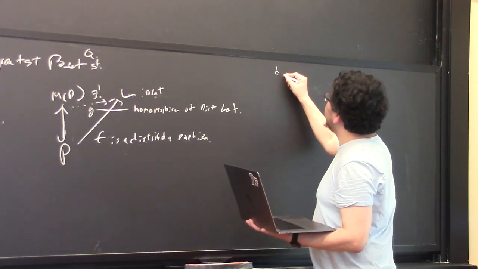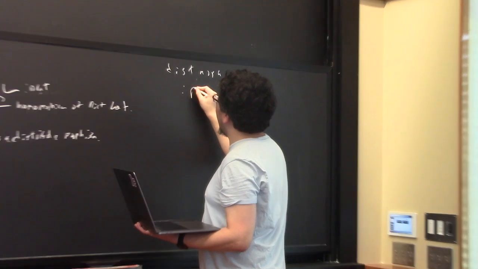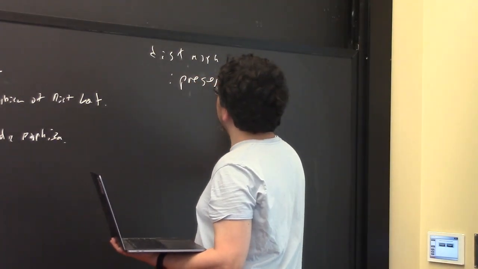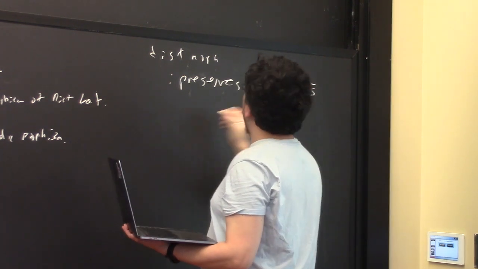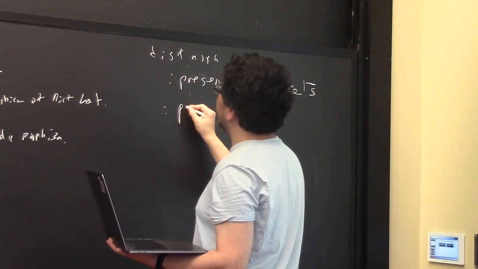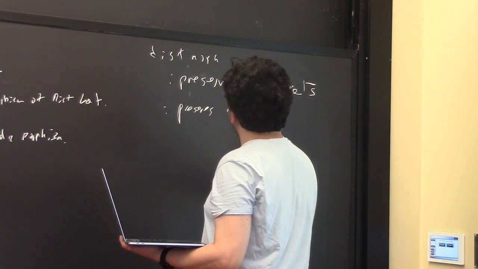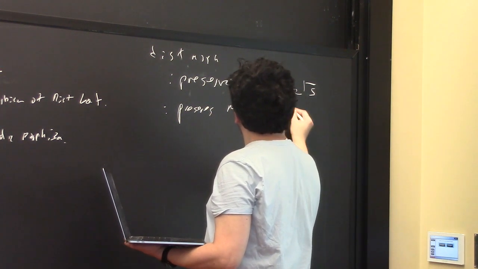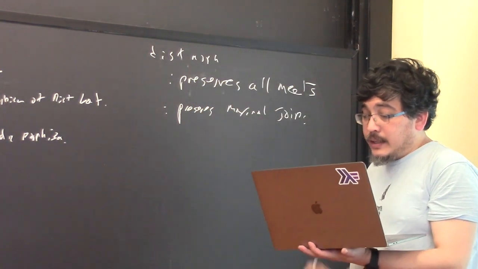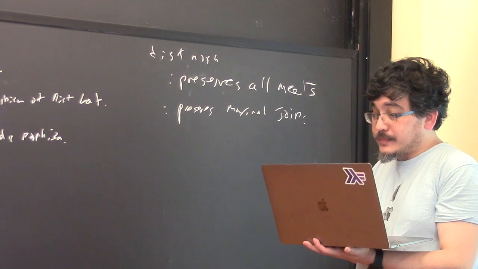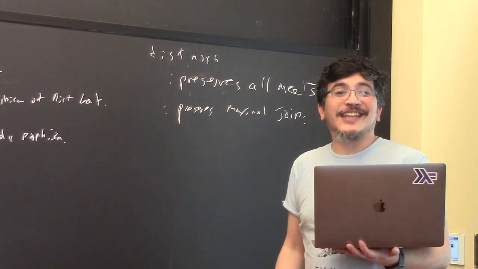A distributive morphism preserves all meets and preserves maximal joins. So what is a maximal join? A maximal join is the join of a join maximal set.